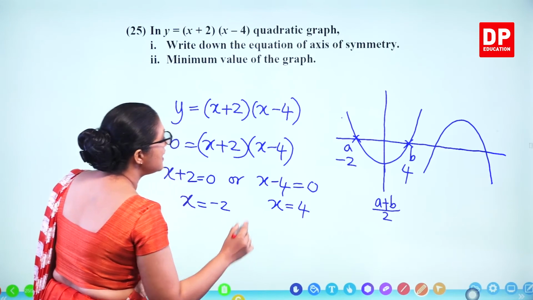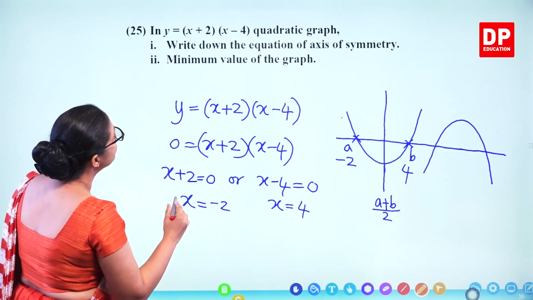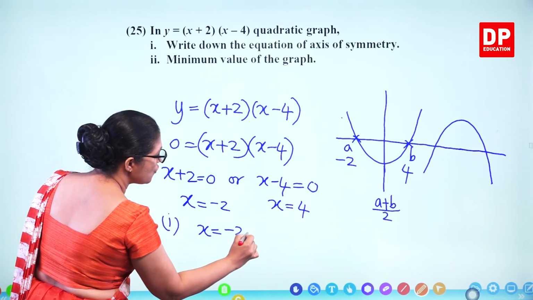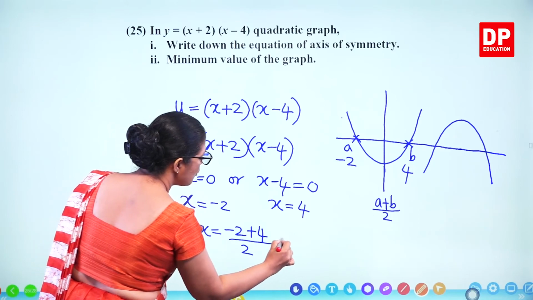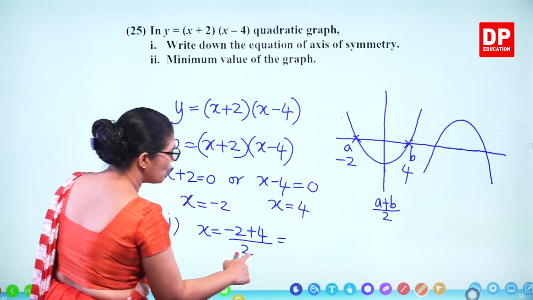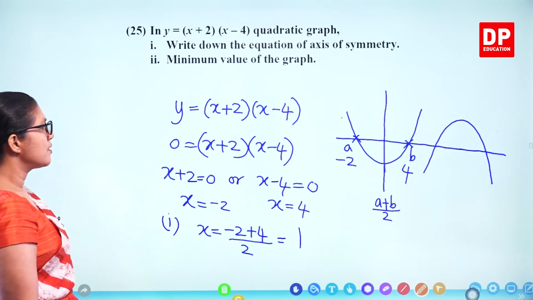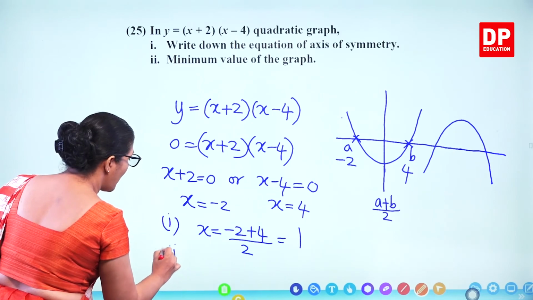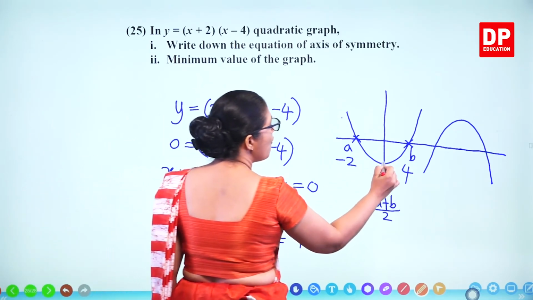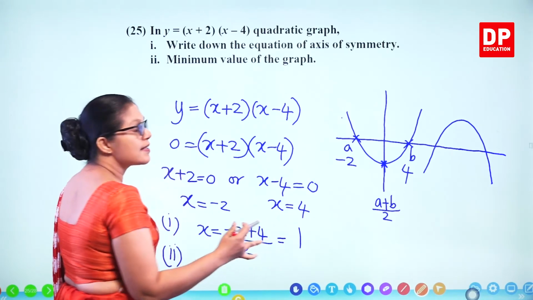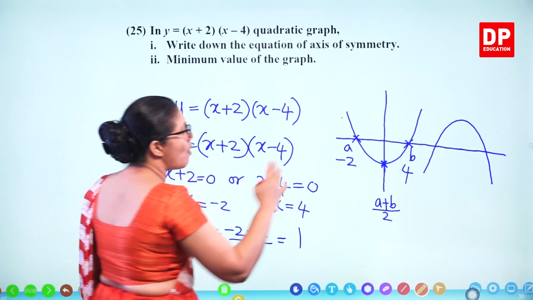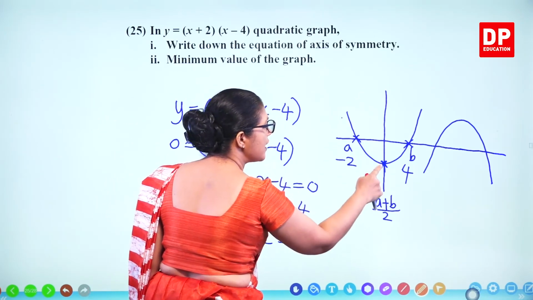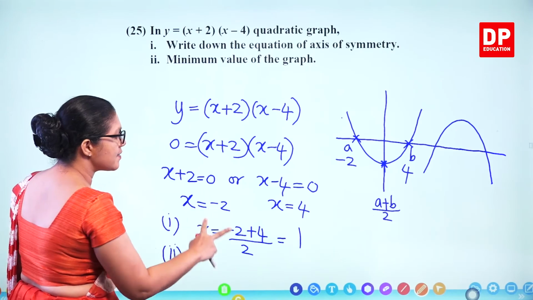So what is the axis of symmetry? Axis of symmetry is minus 2 plus 4 divided by 2. 4 minus 2, 2. 2 divided by 2, that's 1. So x equals 1. So what's the minimum value? The minimum value is always on the axis of symmetry. So axis of symmetry is x equals 1.